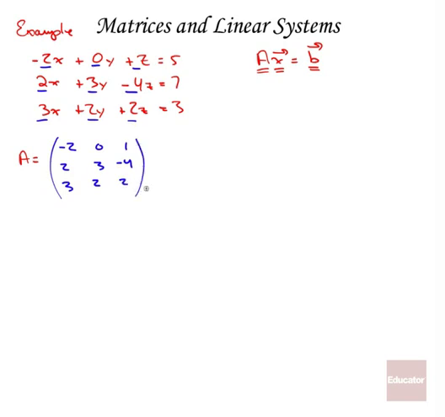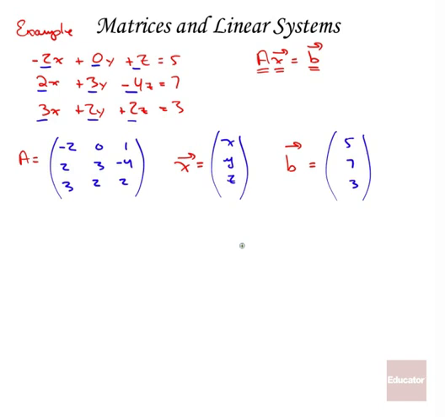That's our coefficient matrix. X is going to be our variables. Our variables happen to be x, y, and z. And b, our b vector, is going to be 5, 7, 3. And that's it.